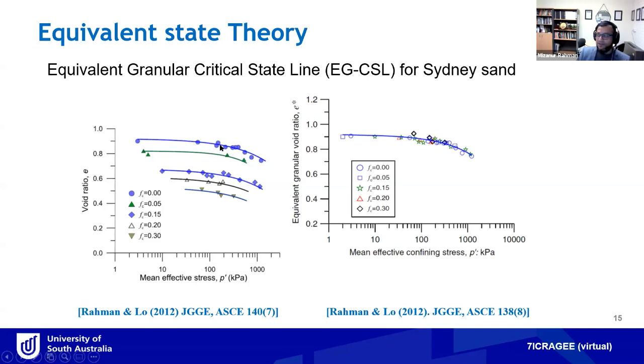Each of these fine contents with a critical state framework is good enough to do further analysis. But in this case, as you see, it's not practical because you have to do tests for all these different fine contents, develop the framework and do the analysis. And then if you have a soil of 10% fines, you do not have the data. So what we have done over here is transform the y-axis void ratio to equivalent granular void ratio. So everything merges with the clean sand data. So the clean sand critical state line is basically the critical state line in equivalent space for sand with fines.